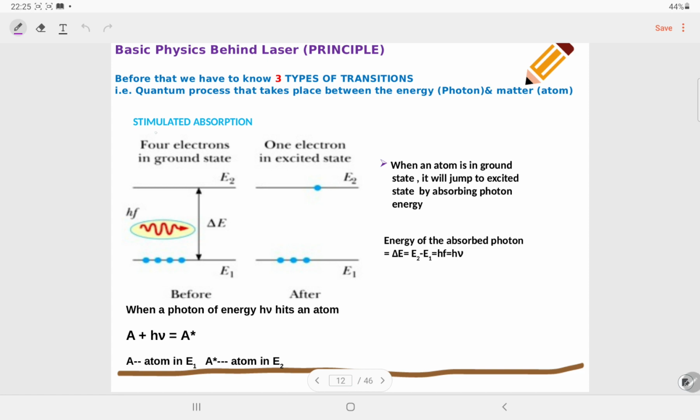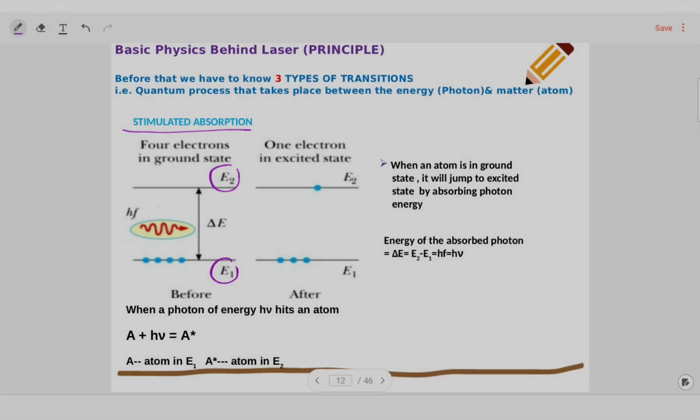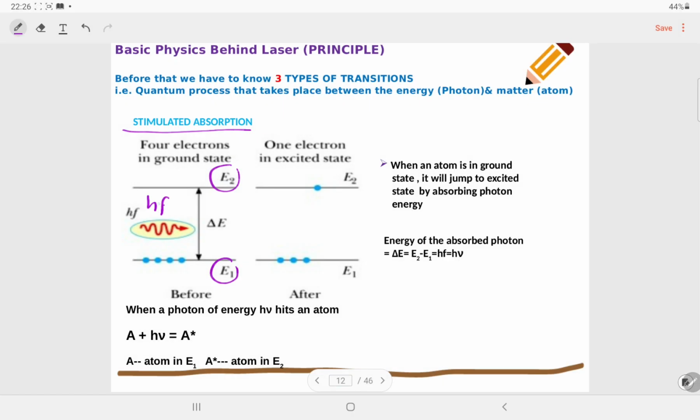The first process is stimulated absorption. Just see here. Suppose your atom is in the ground state at the initial stage. So E1 is your ground state and E2 is your excited state. Suppose the incident photon is shown here, having the energy h nu or h f, where h is the Planck's constant and f is the frequency.